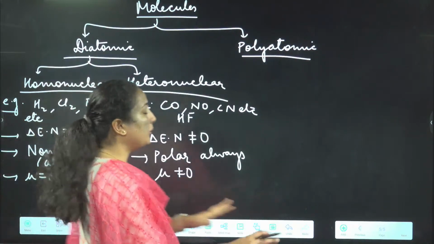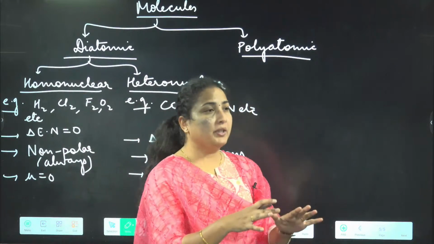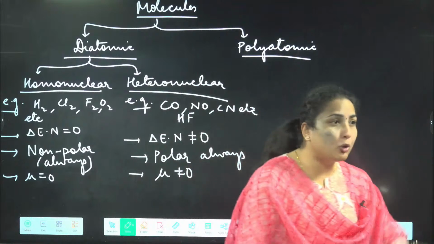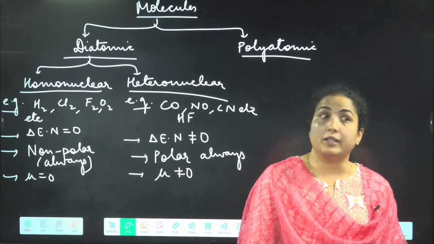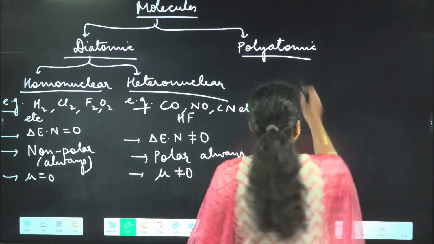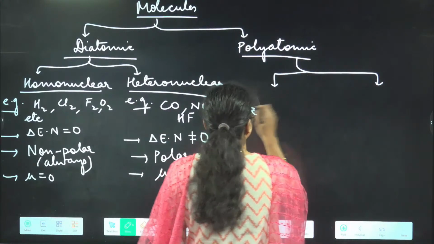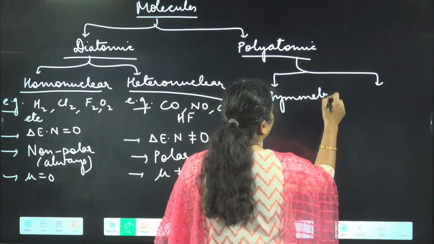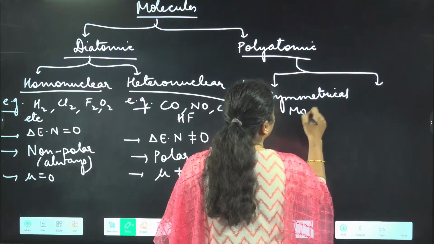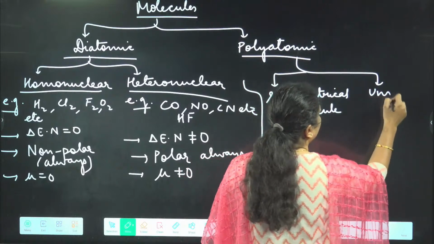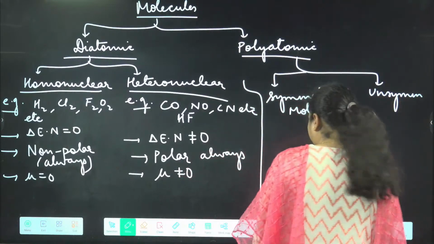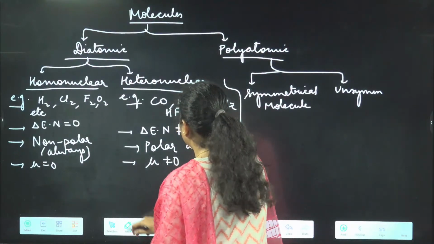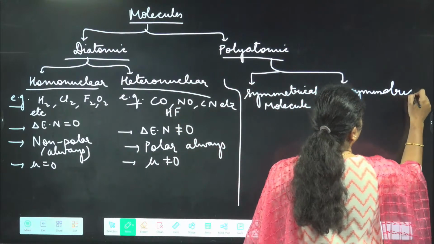In case of polyatomic, we know now that the dipole moment is a vector quantity. So for polyatomic, we need to identify the net dipole moment which exists in that particular molecule. So we need to look at the vector sum. Do not worry, we don't have to apply mathematics here. I'm just telling you. So we need to see whether it is a symmetrical molecule or whether it is unsymmetrical.